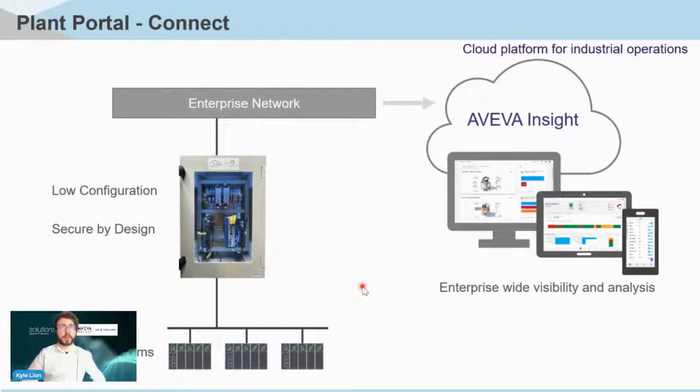The second flavor is Plant Portal Connect, and this is more for where you have an existing network infrastructure or you have an existing preferred method of getting to the cloud that we can leverage and hook into, but we can bring in data from devices that maybe aren't on that network or previously weren't able to be sent that way.